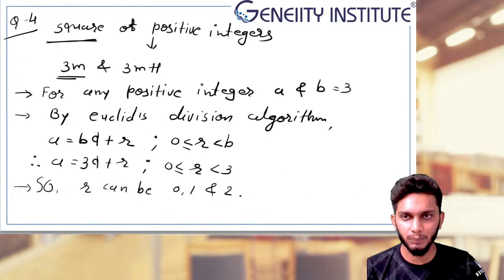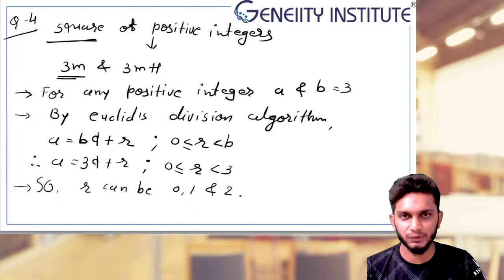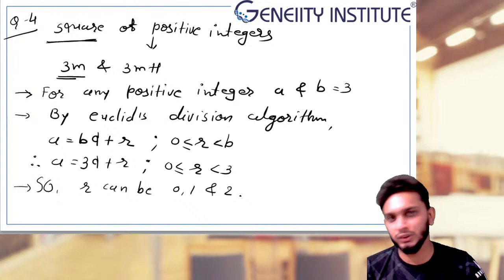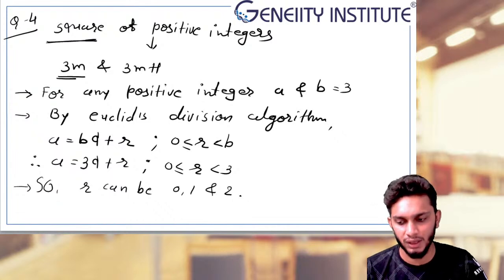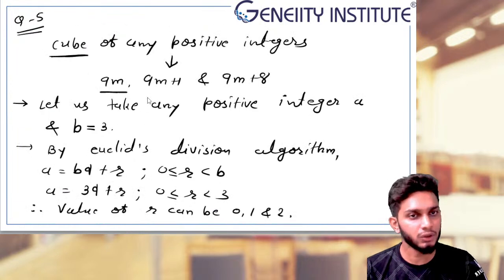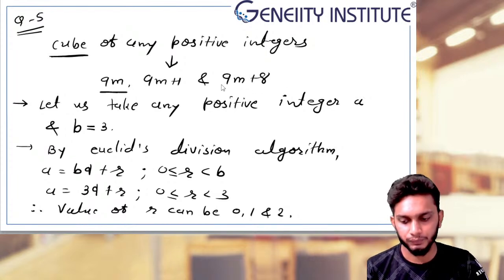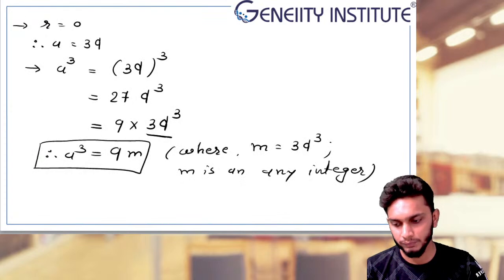These were our 2 examples that were remaining in exercise 1.1: question number 4 and question number 5. Square of positive integer is of the form 3m and 3m plus 1, and the cube of the positive integer is of the form 9m, 9m plus 1 and 9m plus 8. So the 2 examples that were remaining are done here.